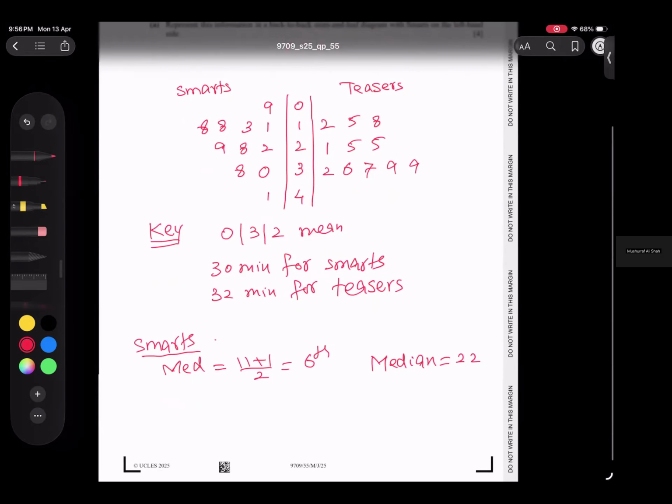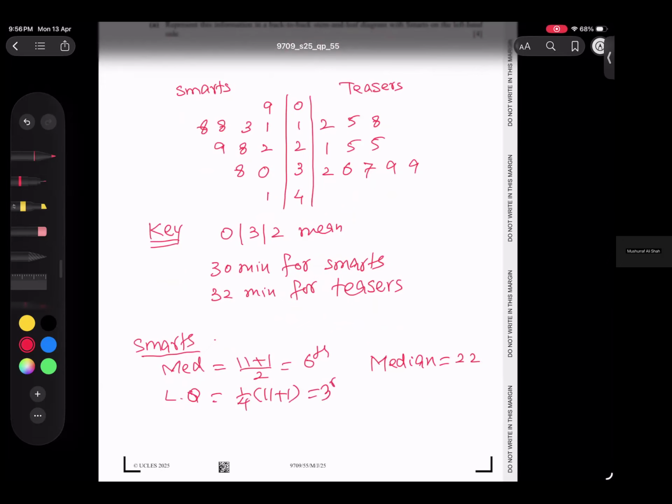Now I'm looking for the lower quartile. What is the lower quartile? It is 1/4 of (n plus 1). So 1/4 of (n plus 1), 11 plus 1. I got the third place. Third place: 1, 2, 3. So 13. So the lower quartile is 13.